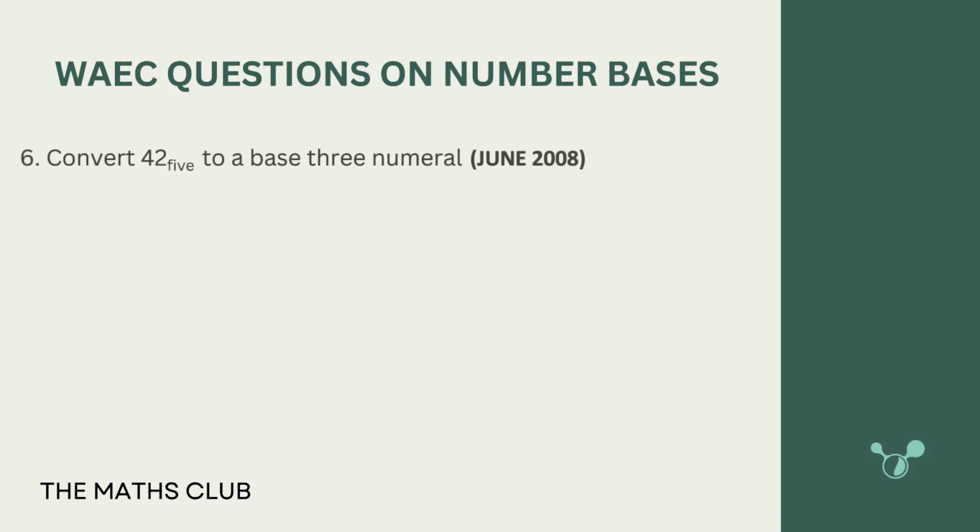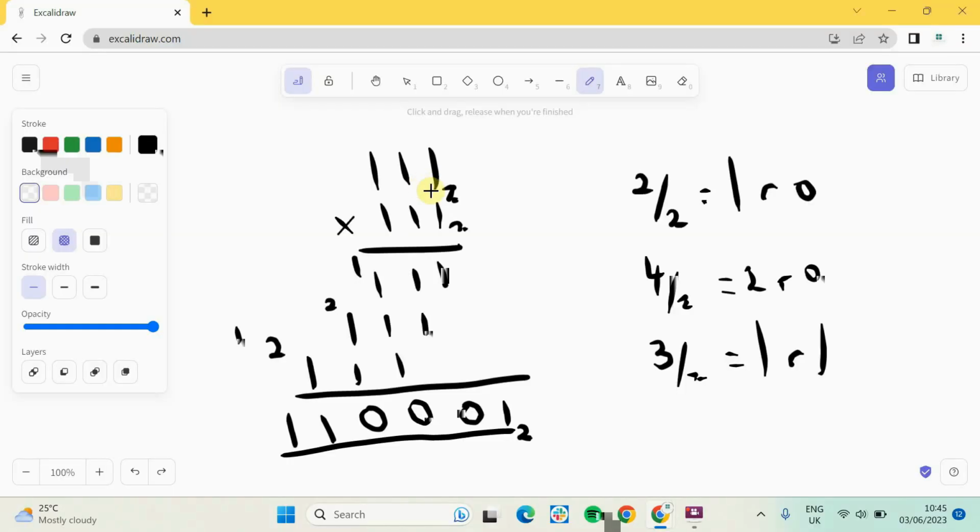Let's continue. So it says convert 42 base 5 to a base 3 numeral. I want you to pause this video and actually try it out by yourself. Welcome back. So what do we say when we have a base and we're converting to another base? We first convert to our fundamental base, which is base 10. And then the base 10, we'll now convert to base 3. So let's do that.